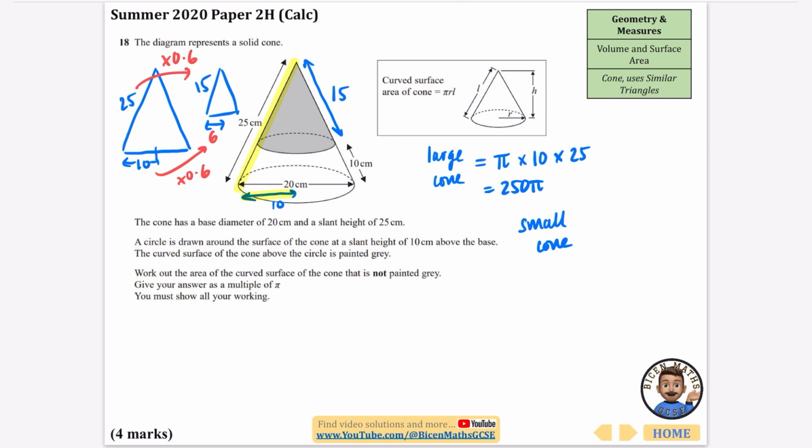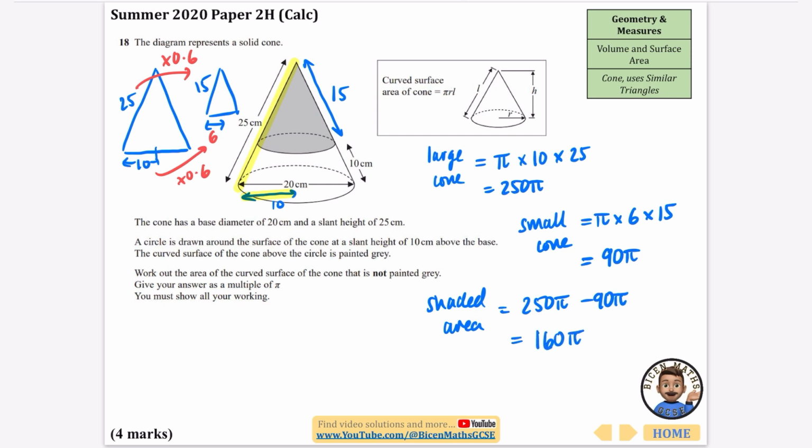So for the small cone that we've got here, we're going to do pi multiplied by the radius, which is 6, multiplied by the slanted height, which is 15. And you can do this on your calculator, but 6 times 15, I know that's 90. So it is 90 pi that we've got here. So what we need to do now is to find the shaded area. That's going to be the large one, which is 250 pi, minus the small one, which is 90 pi. And 250 take away 90 is going to be 160 pi. And the units for that would be centimetres squared.